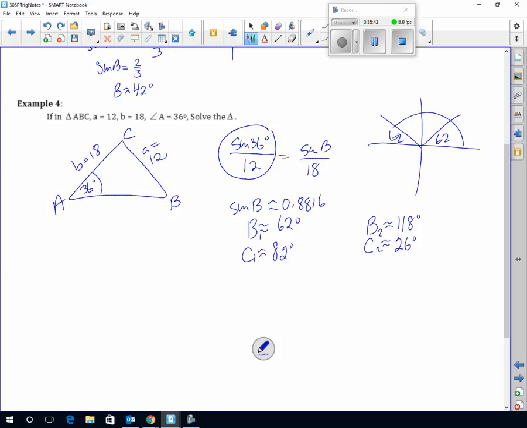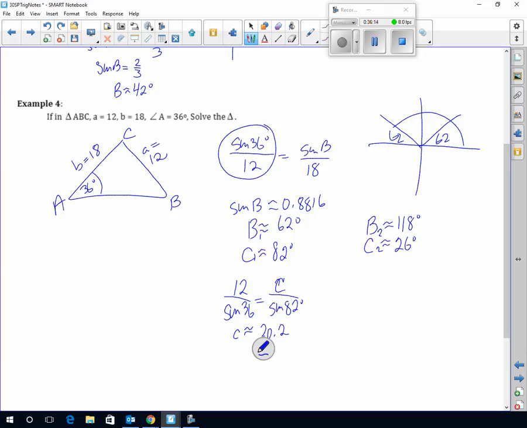I'm going to use sine of 36 degrees. Actually, because I'm solving for little c, I'm going to put c on top. So I'm going to have 12 over sine of 36 is equal to little c over sine of 82. And I'm going to do a quick cross multiply. What do I get? C is roughly 20.2. There's no units, so I'll just say 20.2.